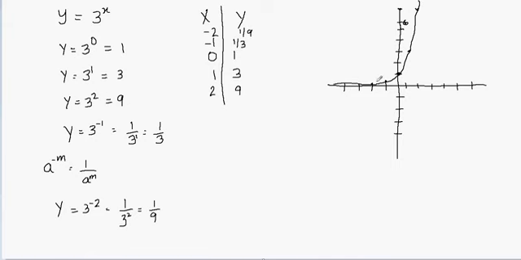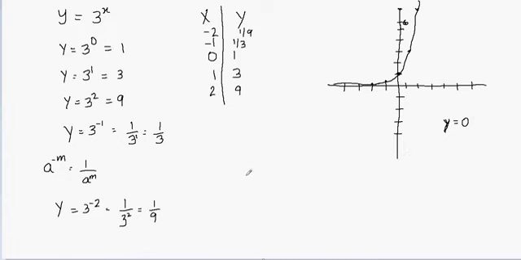So what do you notice in this graph? That this graph is getting close to 0, but it's not touching 0, right? It's not touching 0. So we can say that this function has a horizontal asymptote of y equals 0.